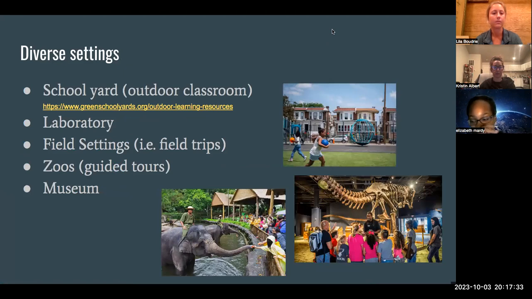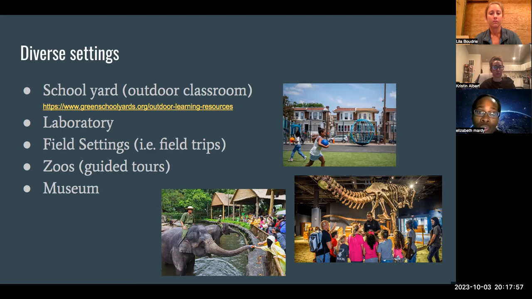So for diverse settings, besides using a classroom, we can actually use our natural surroundings to actively engage students in motivating learning activities, such as the schoolyard. The schoolyard is actually a really great way to build students' enthusiasm and curiosity of the natural world and core skills and content.